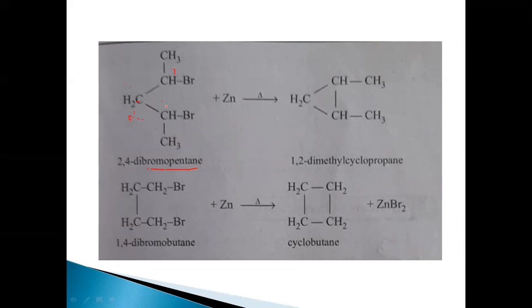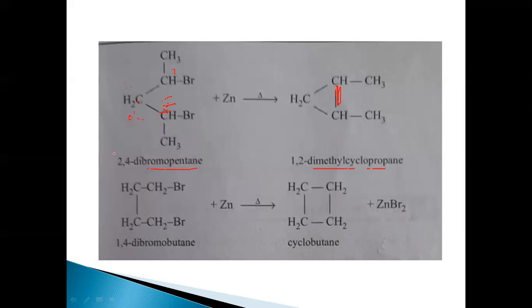Yes, 1 and 3 positions here. So 1 and 3 positions. When treating with zinc and heating it, we are getting 1,2-dimethyl cyclopropane. So the new bond which is formed is this, and the methyl group is present at the 1 and 2 positions in this particular cycloalkane.